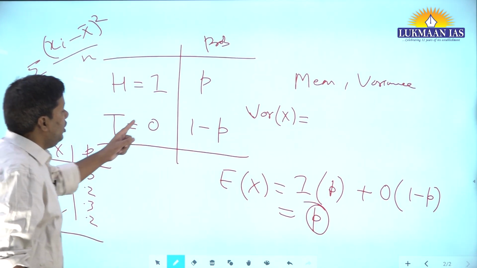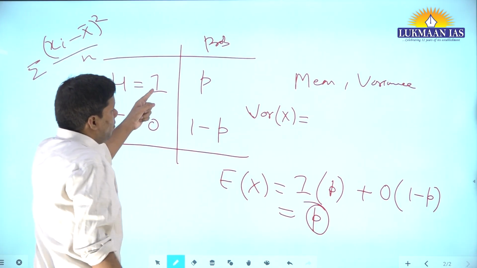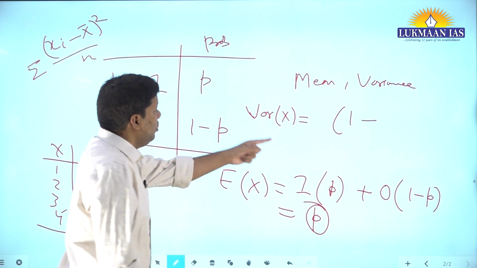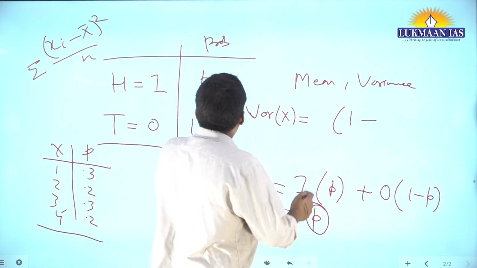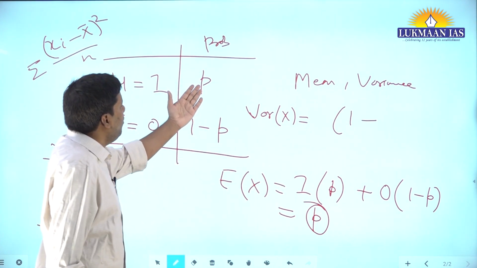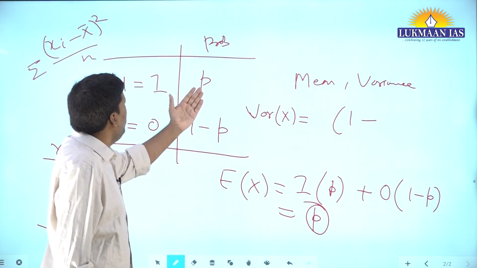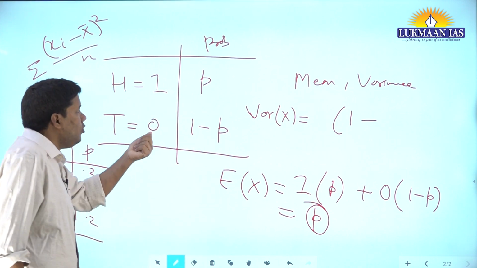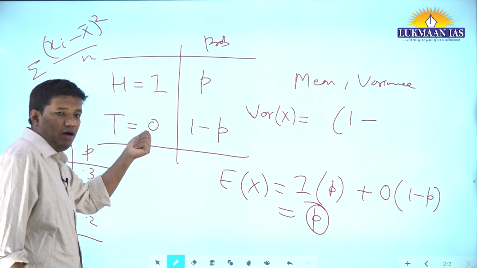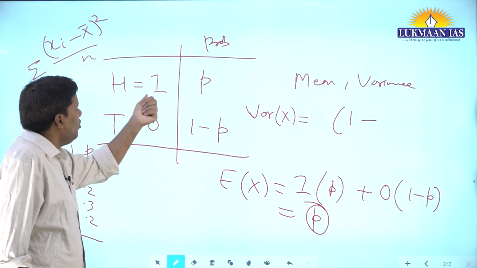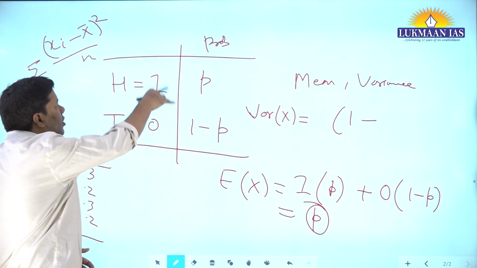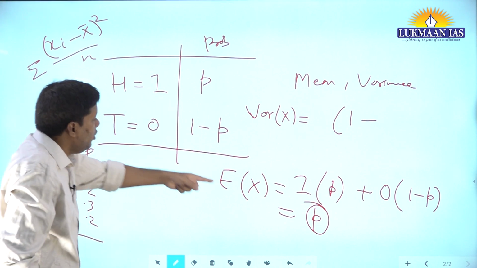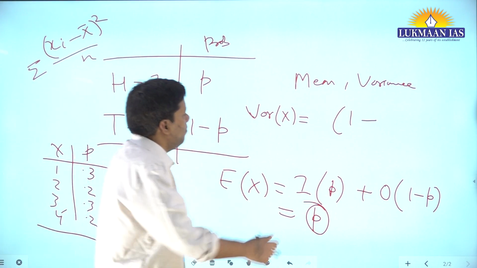Yes. So here, what is your xi? 1 is 1. Okay, 1 minus what? Mean. What is the mean? Coincidentally here, your mean and the probability of head are the same, and it has to be because you have given 0 to tail. Your payoff is only through heads, not through tail. That's why your expected mean and this are the same.